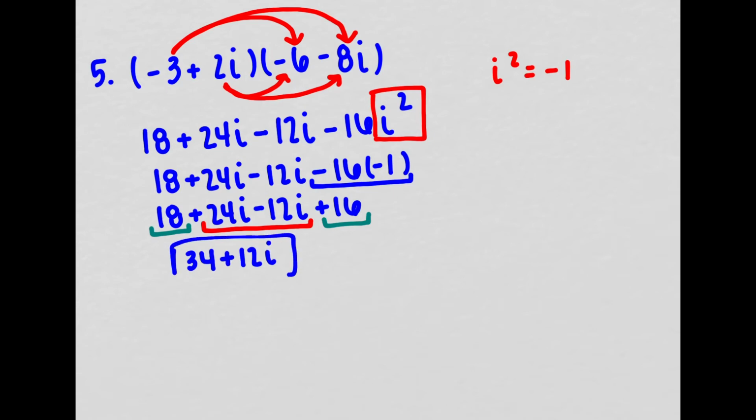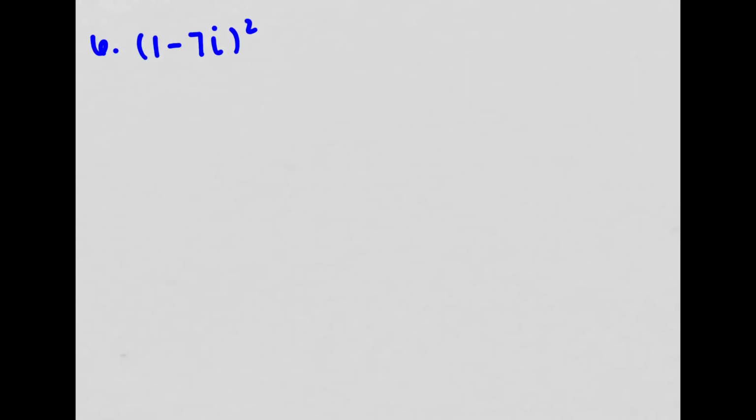And this right here would be your final answer. Now, this is number 6, another problem, and it's 1 minus 7i squared. And now you may be tempted to just square everything inside, but that's not right. That's illegal math. You need to rewrite this as 1 minus 7i times 1 minus 7i. And now we start FOILing or distributing everything to each other.